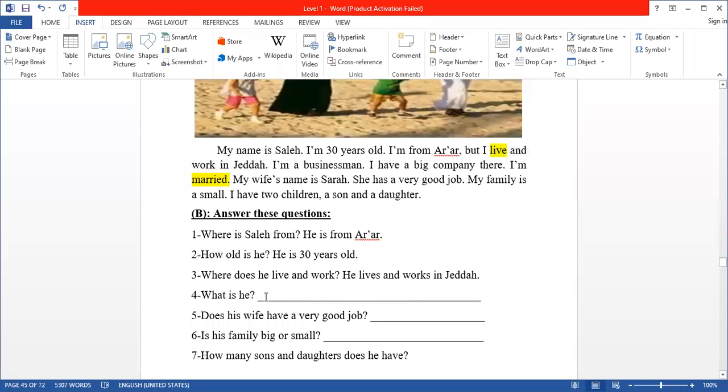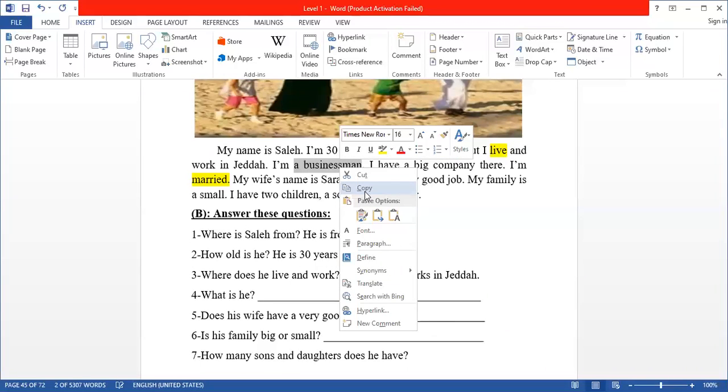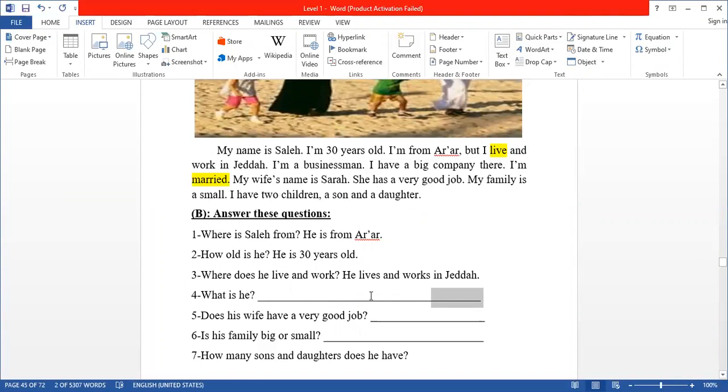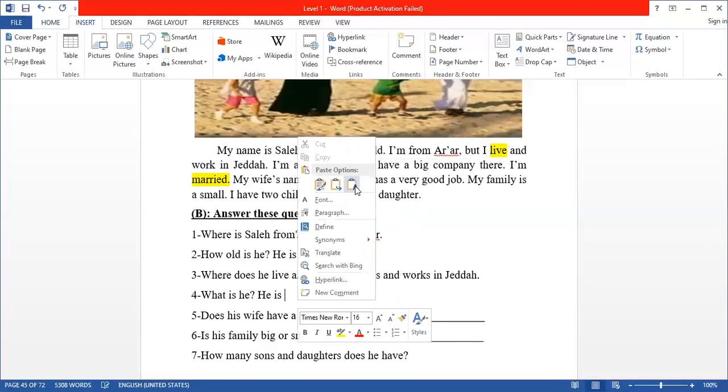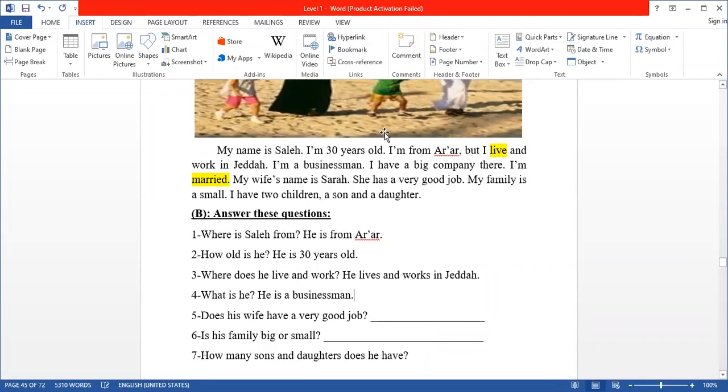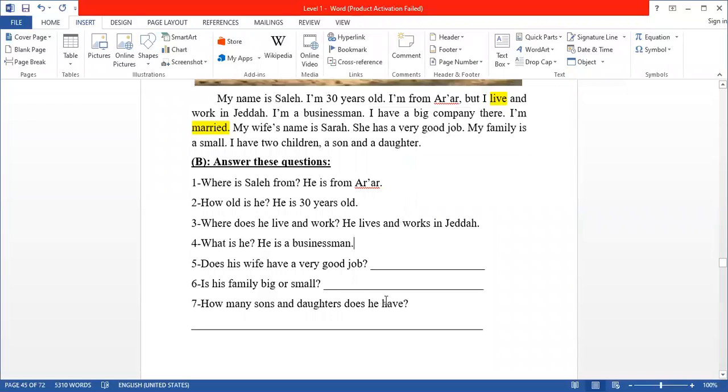What's he? I'm asking about his job. What's his job? He is a businessman. Yes, he said, I am a businessman, or rather, he is a businessman. Is his family big or small? His family is small. It is small.